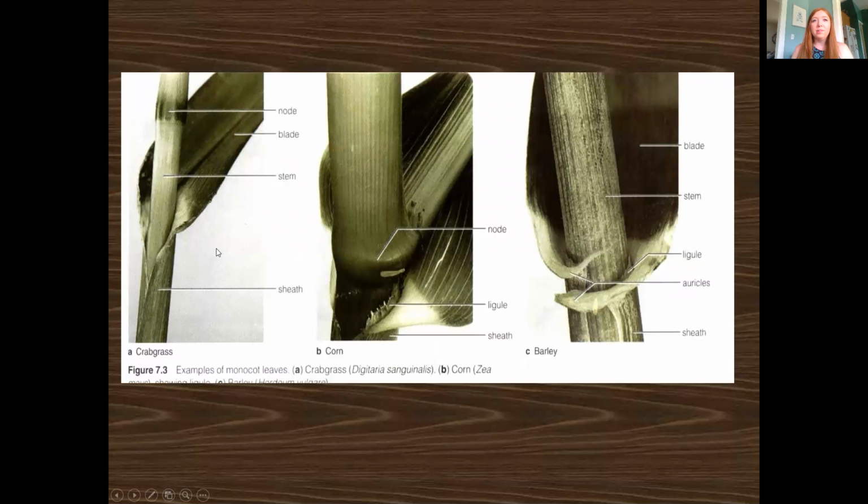Here's just a little more detail on actual pieces of, or species of grass. So you can see the ligule there, the auricles on the far right one, you can see they're kind of clasping.